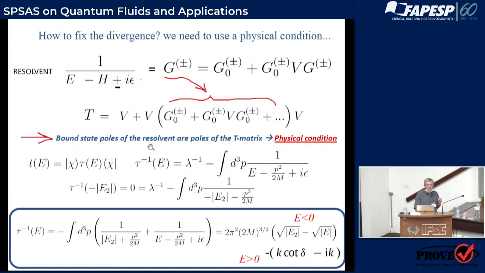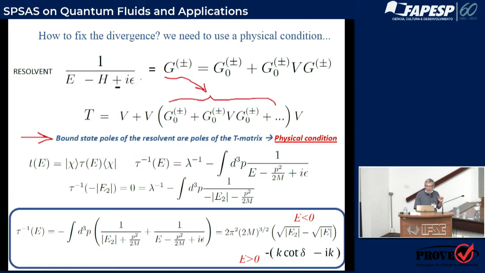So the bound state poles of the resolvent are the poles of the transition matrix, and this gives me one physical condition. If we know that the T matrix has a pole at a given energy E2, minus the modulus of E2 is the binding energy, the bound state energy. Then, of course, this zero defines my lambda minus. But of course, it is still infinity.